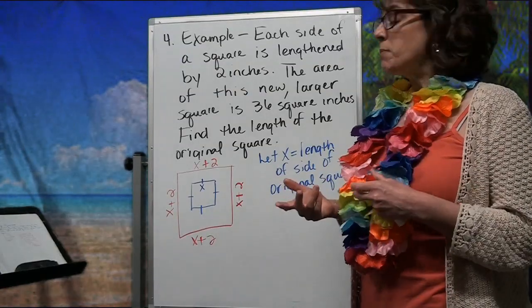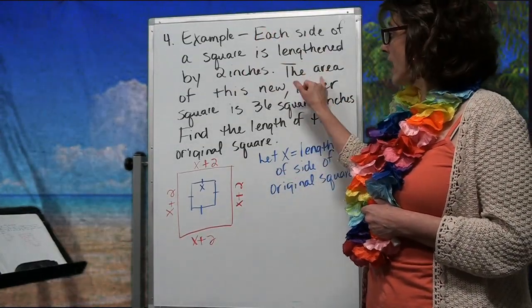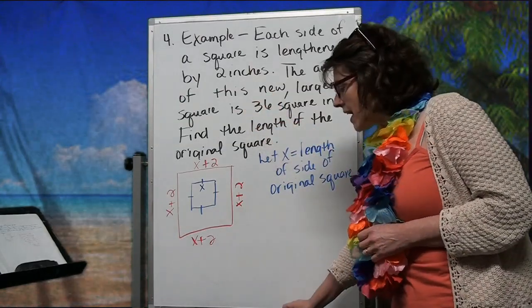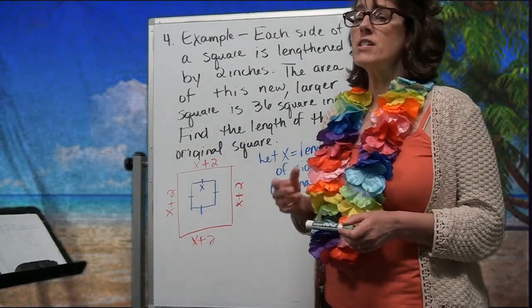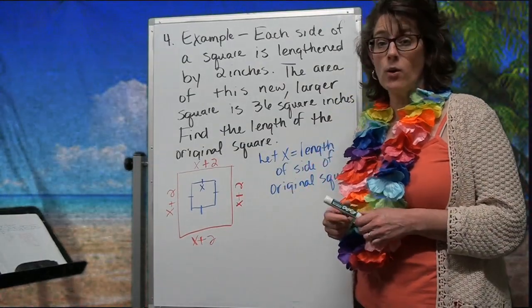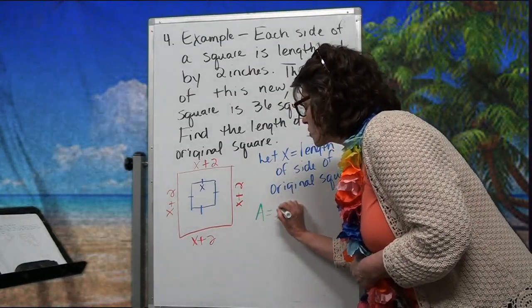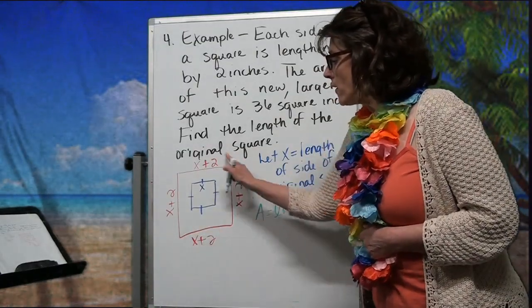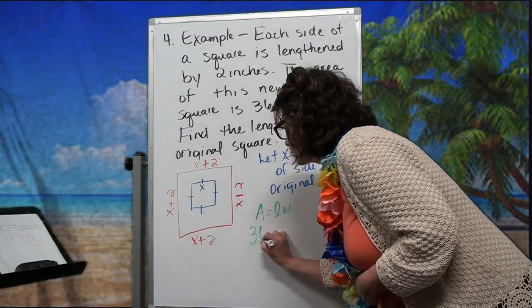So now the next part of the question says, okay, that's what's happening in the new square. It says the area of this new larger square is 36 square inches. So I have to ask myself, all right, what does it take to get the area of a square? Very similar to the area of a rectangle. Area of a rectangle is length times width. It's just in this square, that length and that width are going to be the same. So in this big square, I know that area is 36 square inches.